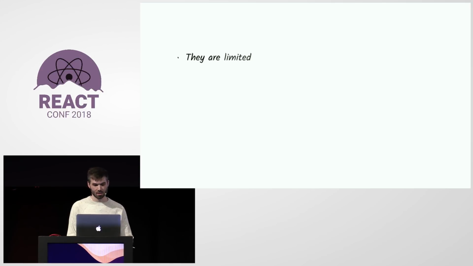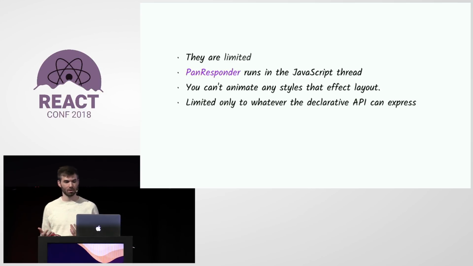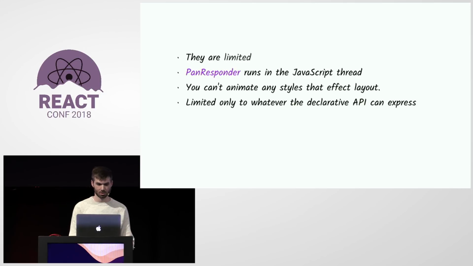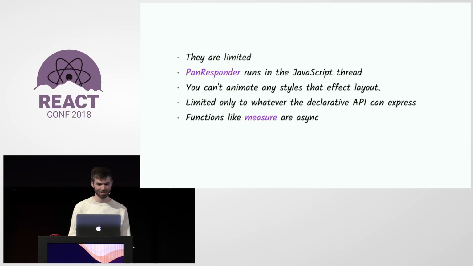The problem is that they're pretty limited, these animated values and the useNativeDriver flag. PanResponder always runs in the JavaScript thread. You can't animate any styles that affect layout, like width or height. It's limited to whatever the declarative API offers, right? You can't just use a simple JavaScript function. Functions like measure are async. Oh man, I hate it.